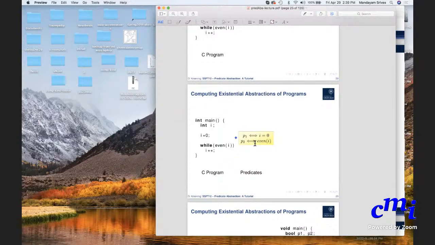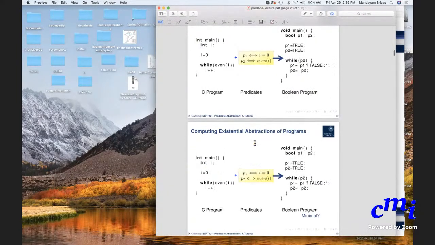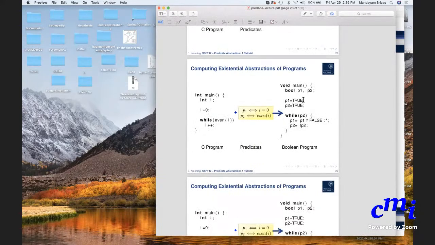So, assuming that these are the two predicates we will use to construct the existential abstraction, here is what happens. In a way, you're abstracting away all the variables and their data types. You're using a kind of data abstraction, and what you're constructing is a kind of Boolean program, because you're tracking the set of predicates.